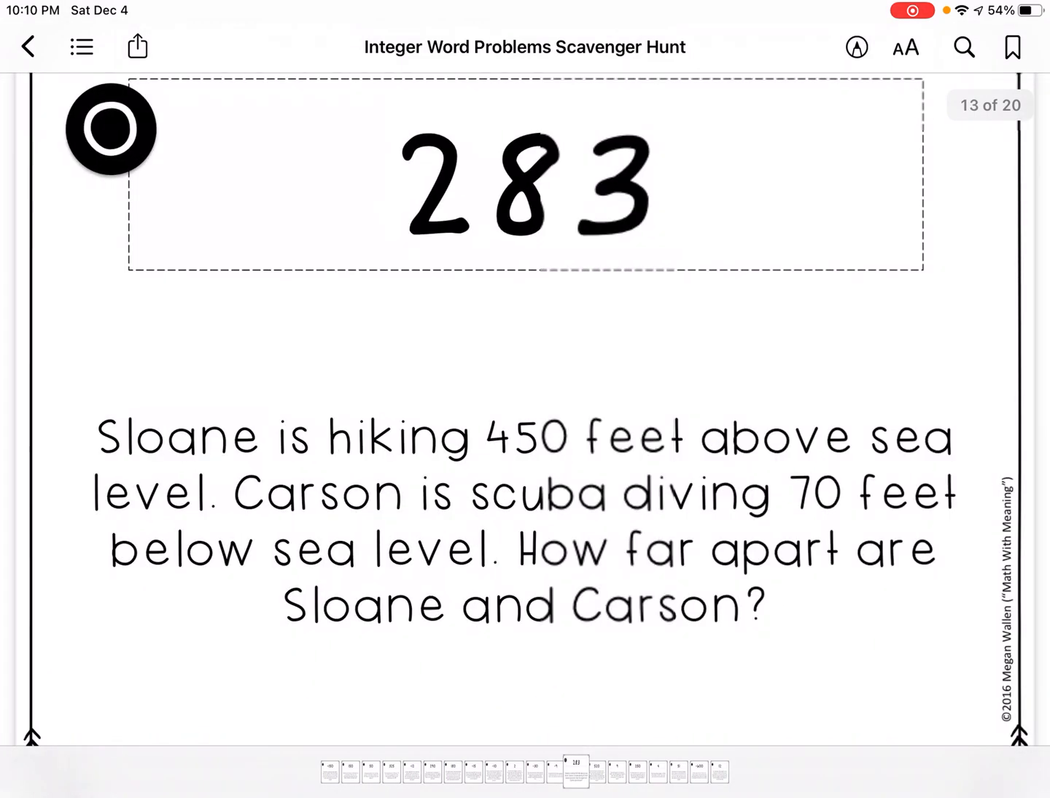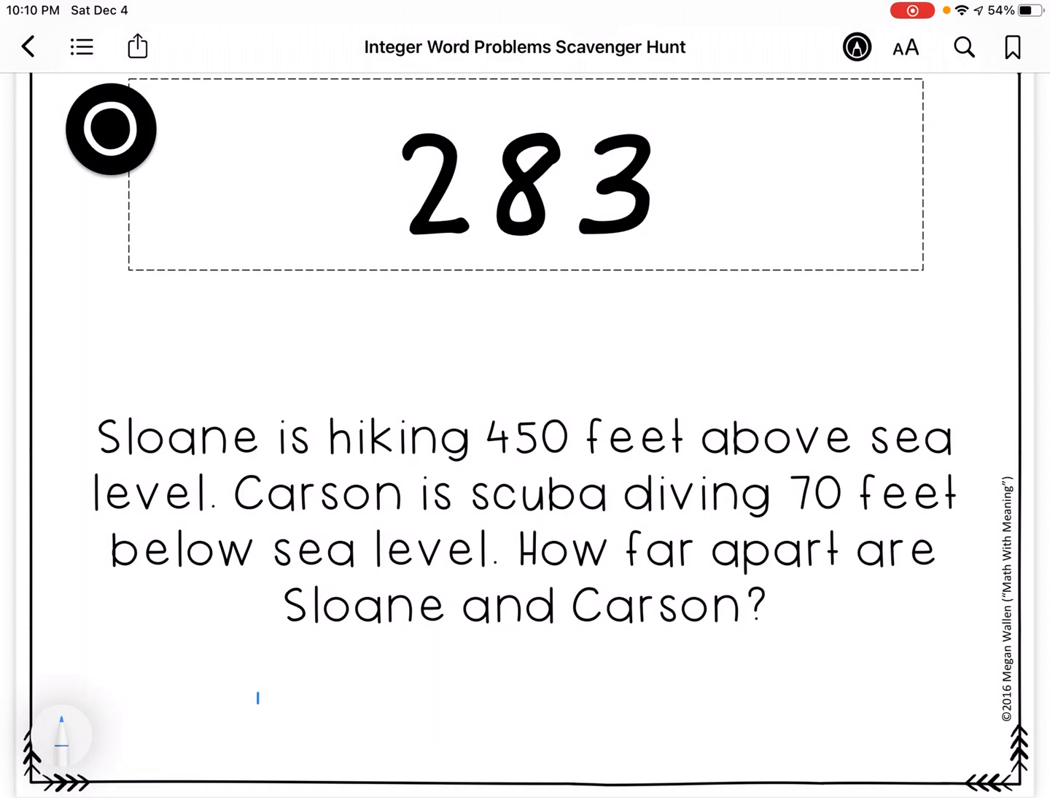Sloan was hiking 450 feet above sea level. Carson was scuba diving 70 feet below sea level. How far apart are Sloan and Carson? So 450 minus negative 70. Keep, change, change. 450 plus 70. I get 520.